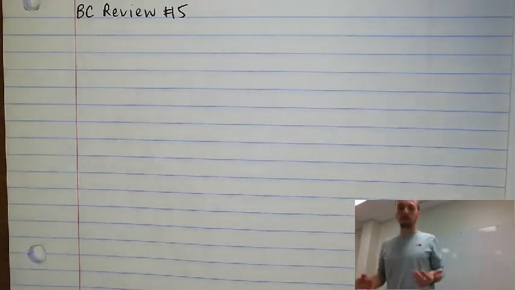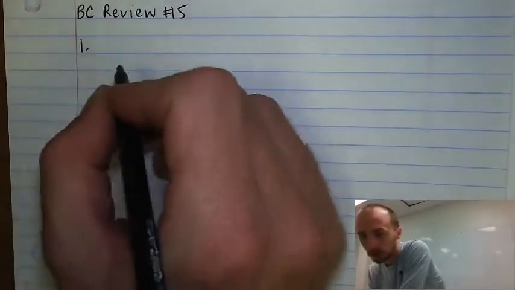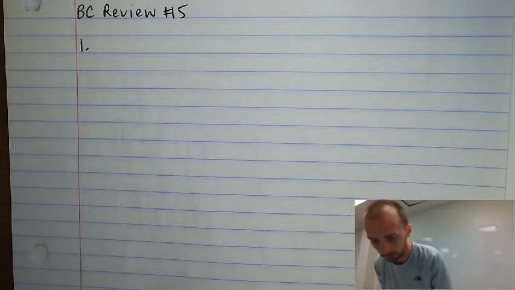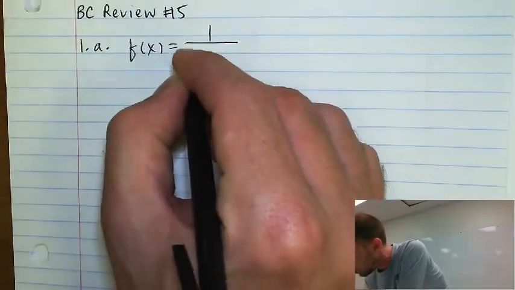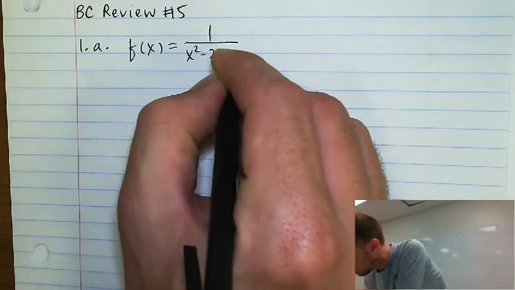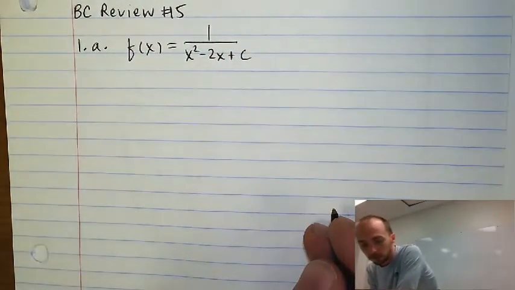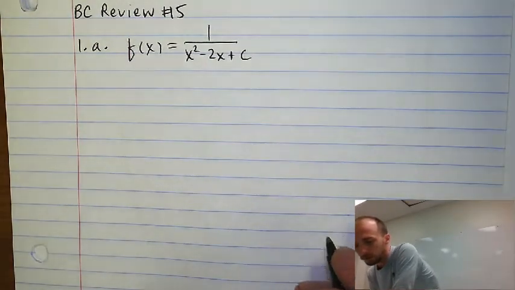It starts off with number 1, which is the family of functions. This is a question about techniques of integration. So number 1, f of x is equal to 1 over x squared plus bx plus c, but I'll just start in on A. If b is negative 2, f of x is 1 over x squared minus 2x plus c. Okay, and they're going to ask me to find the value of c where the slope of the line tangent to the graph of f at x equals 0 is 6.